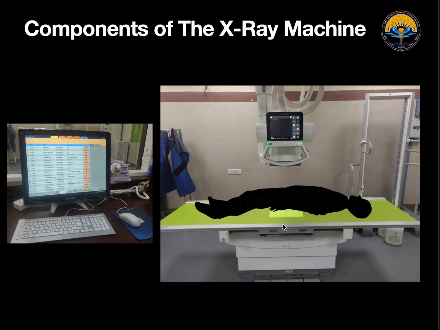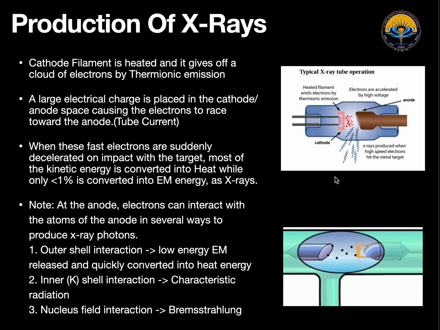So we have talked about the X-ray tube, and now we will discuss how X-rays are produced inside this X-ray tube. Here we have a typical figure of X-ray tube. In this we can say this is the anode and this is a cathode.